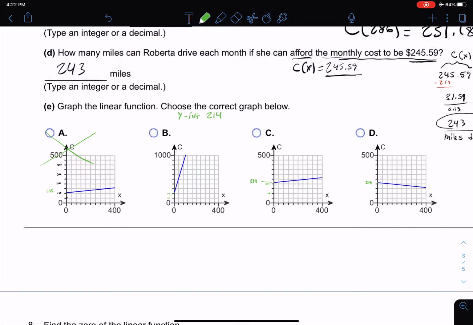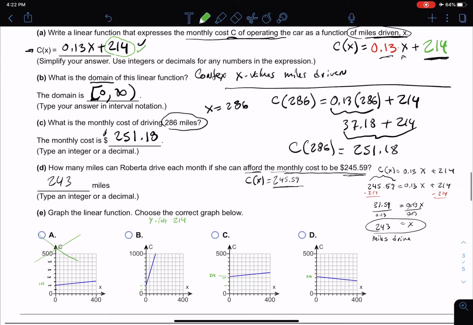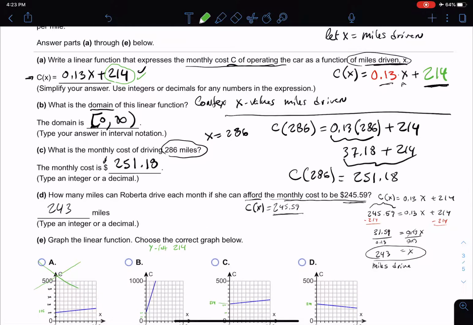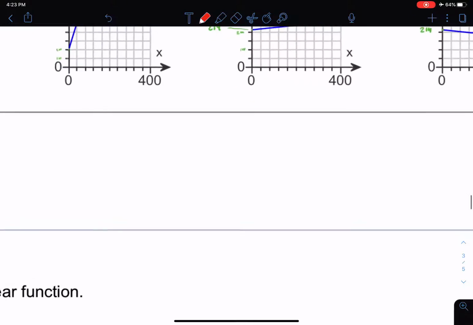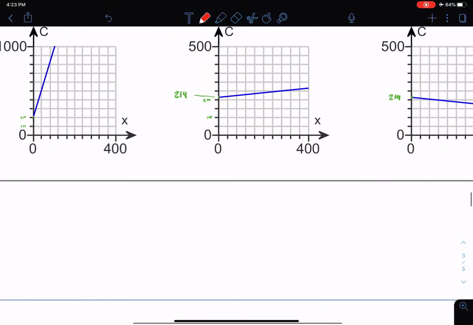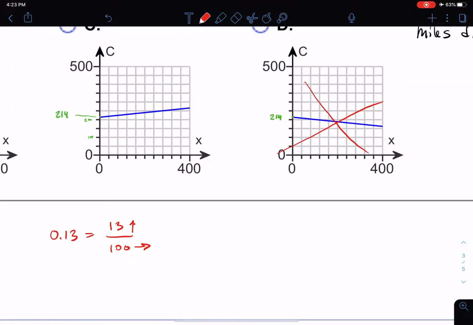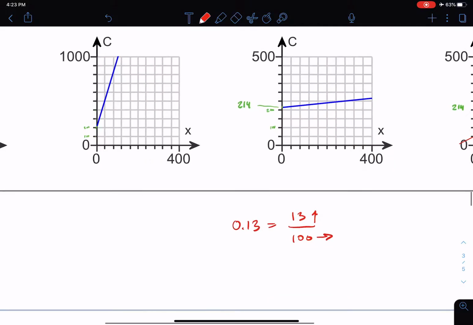Now you could look at the slope, and sometimes looking at the slope on these graphs, let me just talk about that, how to think about it. Remember our slope here is 0.13. And if you write 0.13 as a fraction, that's 13 hundredths. So that's 13 out of 100. That literally means going up 13 and right 100. That is not a very steep slope. Well, first of all, it is a positive slope, and this is negative. So it can't be that one. Now we're down to those two.